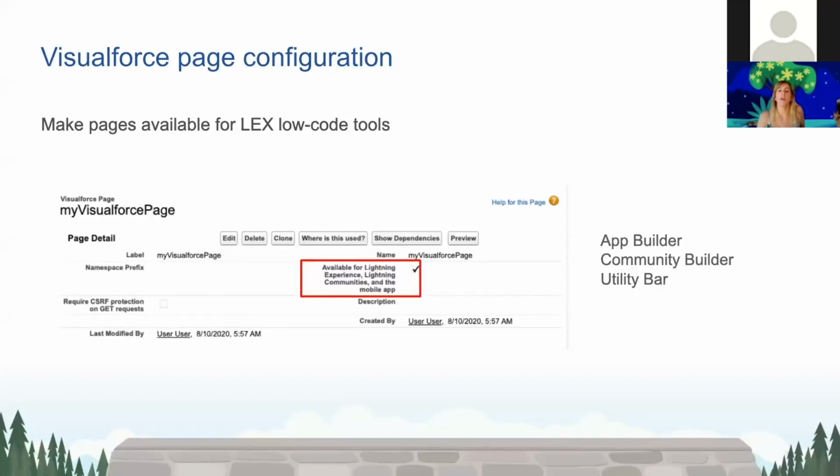So first of all, bear in mind that if you want to reuse Visualforce that you have in your organization and you want to make it available to be visible in App Builder or Community Builder or the Utility Bar, any of the low-code tools that we have in Lightning Experience, you have to check a setting, which is this one here that you can see on the screen. This is part of the metadata of the Visualforce page, so you can do that programmatically if you want to, but that's important. For example, the demos that we are going to see today include some Visualforce page in App Builder, and I had to activate that setting.